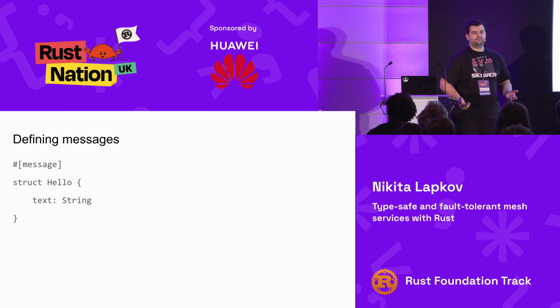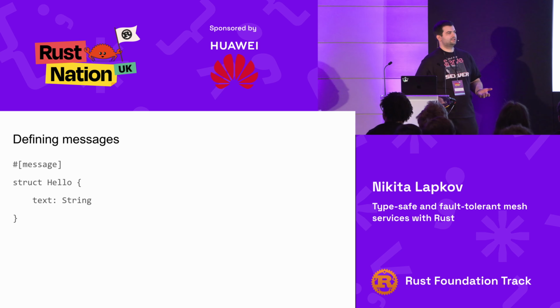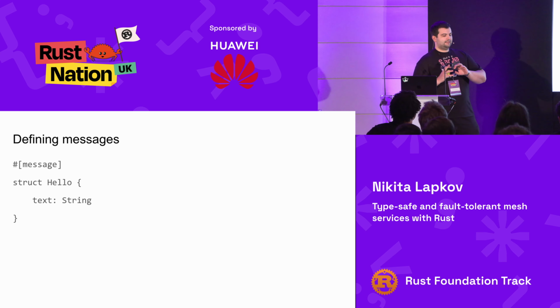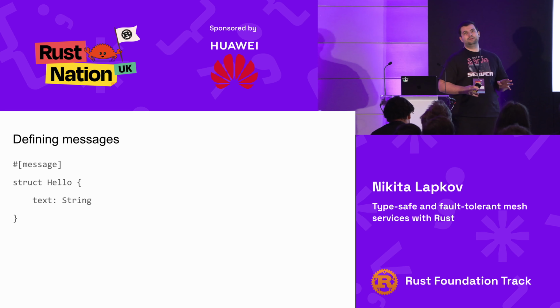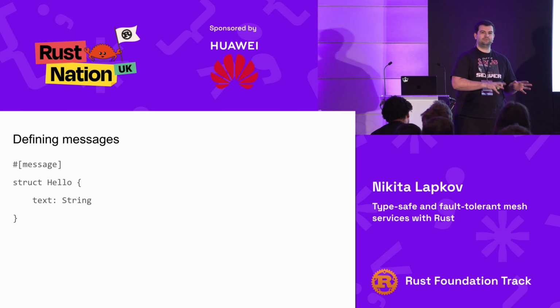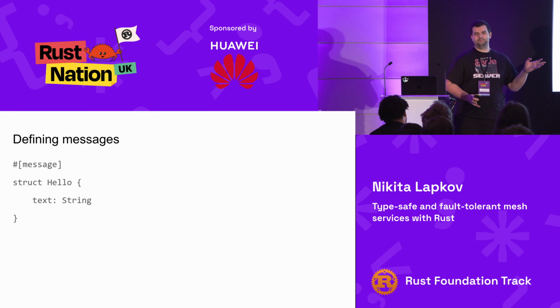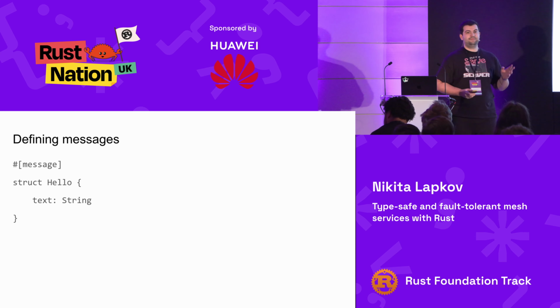Defining messages in L4 is as easy as defining a struct in Rust. You just declare a struct as you would normally do. You can declare any struct which is serializable. There are some cases where you can declare a non-serializable struct. We'll cover it a bit later. But in the simplest case, your struct is serializable. You just define it and add a procedural macro on top, saying that this is a message.